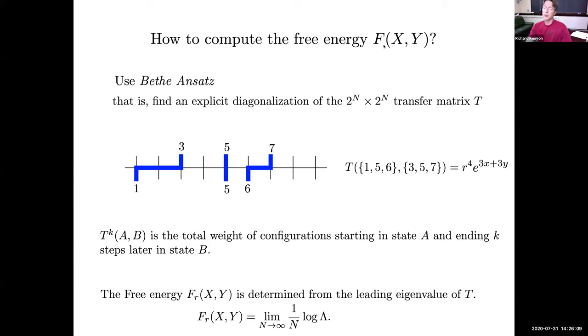And of course, we know how to compute this when R equals 1. It's just the lozenge tiling free energy, which I, in fact, already talked about earlier in these lectures. But when R is not equal to 1, we don't have this determinantal formula for the free energy or the partition function. So we have to fall back on the Bethe ansatz technique, which, as we learned from Hugo's talk, is somewhat complicated and fraught with difficulties, let's say.